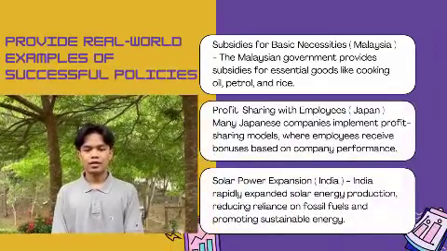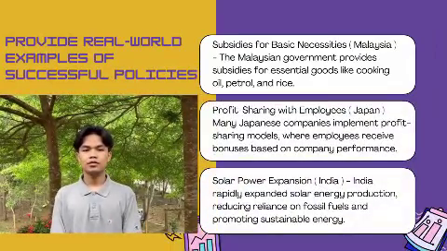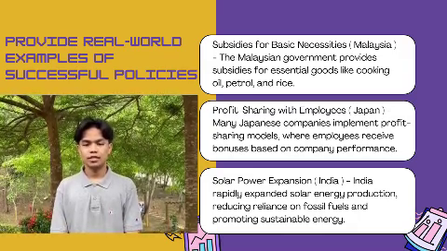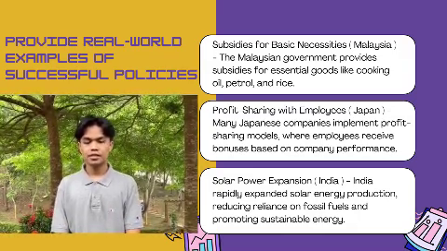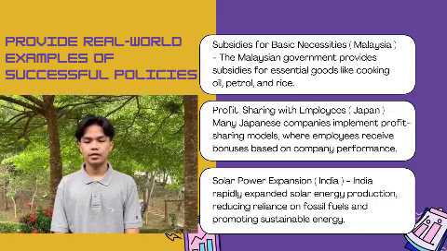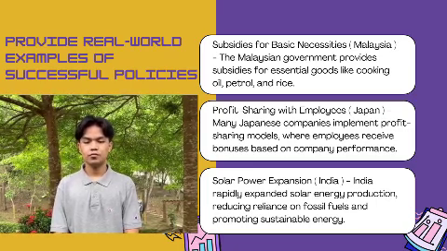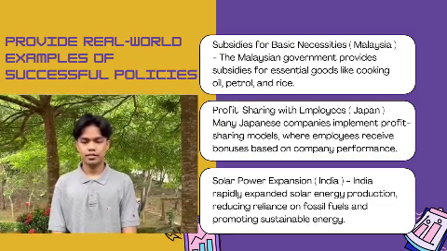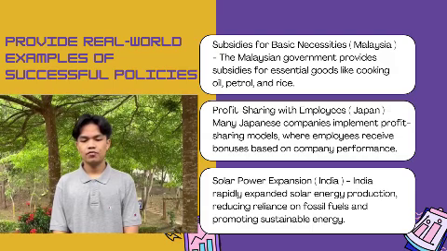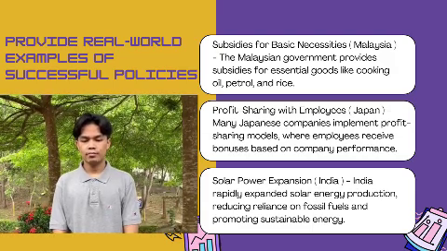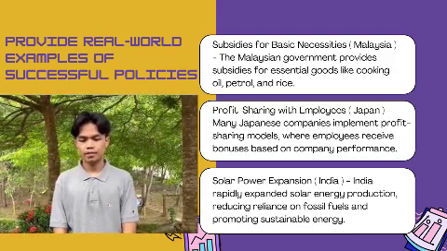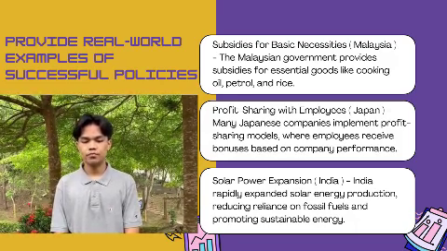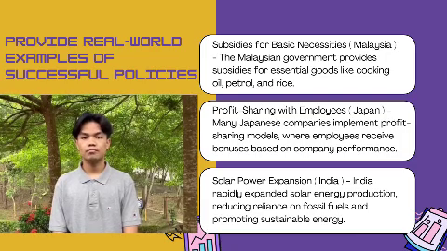Alright, the last one, provide real-world examples of successful policies. For Malaysia, subsidies for basic necessities. The Malaysian government provides subsidies for essential goods like cooking oil, petrol and rice. For Japan, profit sharing with employees. Many Japanese companies implement profit sharing models where employees receive bonuses based on company performance.